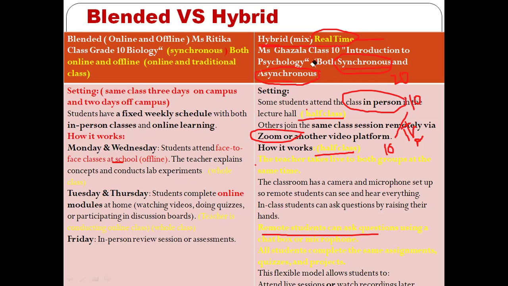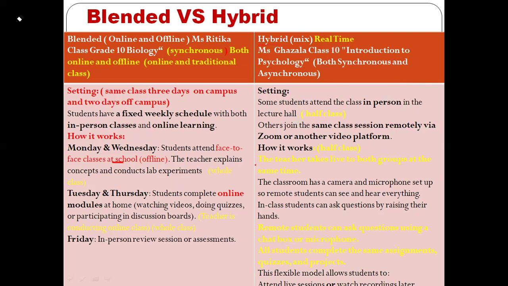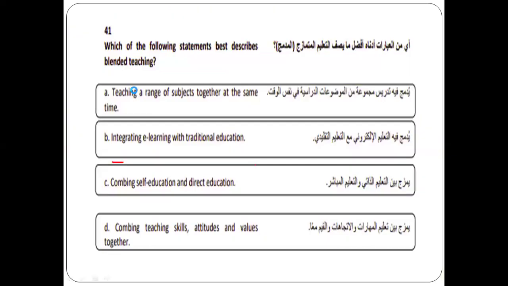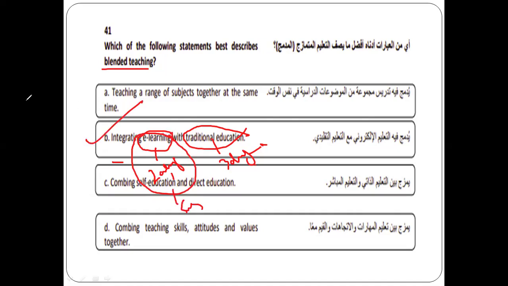Now let's solve the question. I hope this explanation will help you a lot. Let's see. Now, this part, you can see here, blended learning means combining e-learning and traditional learning. So, you can say 2 days online and 3 days offline. Means face-to-face classes, online class. So we say that this is a synchronous method. That's why option B is the correct answer.